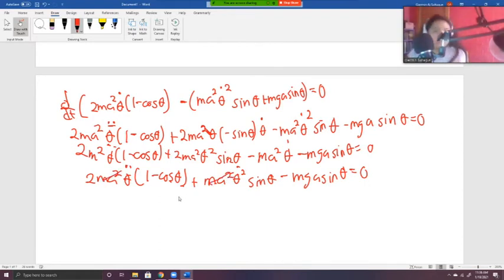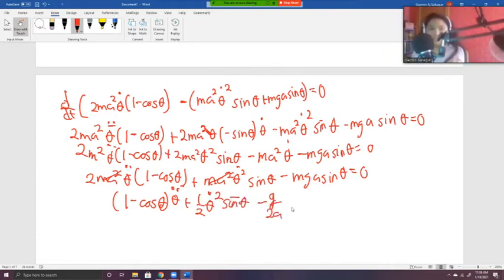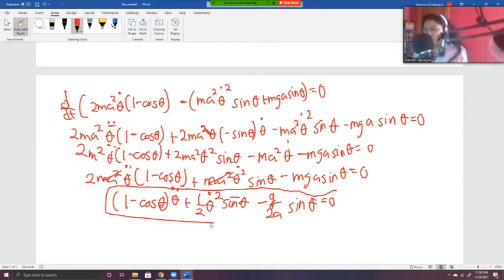So 1 cos dot here plus here sine minus g 2a sine 0. So this would be our Lagrange equation of motion of the bead. So this is it. Okay.